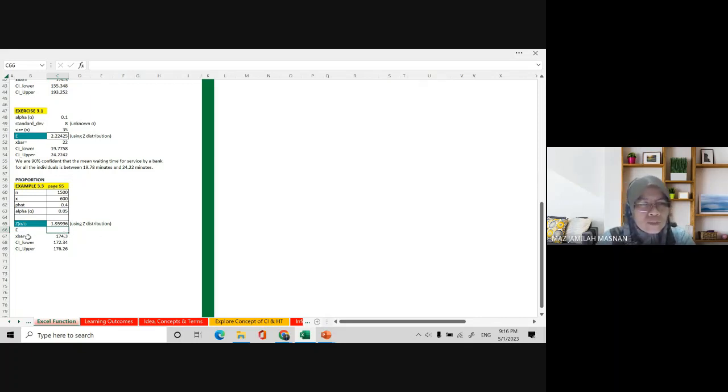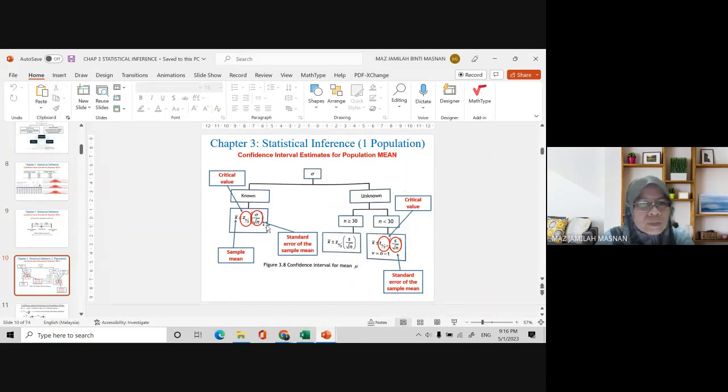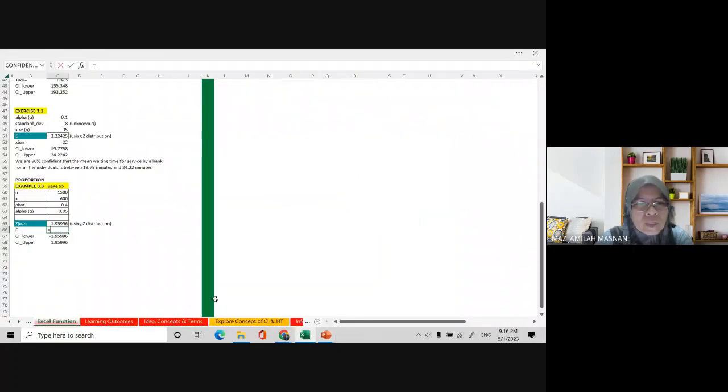So what should I do here? I delete the X bar. This is how Excel is a bit tedious. Let's say E is here. And how do I calculate E? Go back to where the proportion is. Yeah, this one: Z alpha over 2 multiplied with the square root of p hat multiplied with q hat divided by n. Okay, so we are doing that.